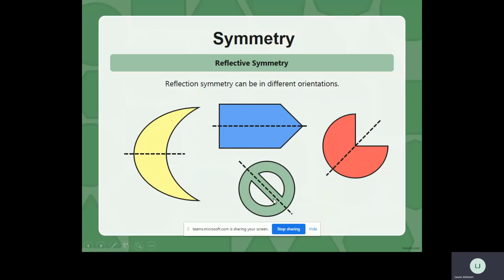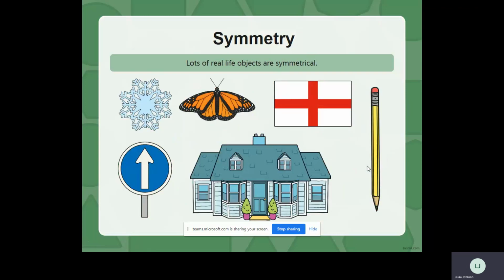In this shape here, it looks a bit like a stop sign. We've got the line of symmetry diagonally to show the two sides are the same. And here, it looks a bit like a Pac-Man shape or three quarters of a circle. We've got the line moving diagonally across the shape to show two sides are the same, a line of symmetry.